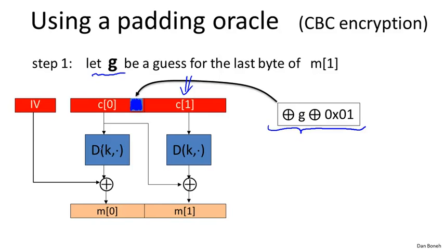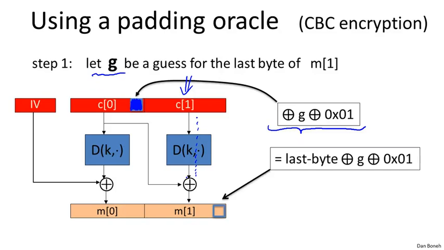Now let's see what happens when this two-block ciphertext is decrypted. C0 is going to get decrypted to whatever it's decrypted to, just some garbage that we don't care about. But when C1 is decrypted, the last byte is XORed with this modified C0, so the last byte of the plaintext is also XORed with this extra value we stuck into C0. What goes in here is the actual original last byte of the plaintext M1, XORed with G XOR 0x01.